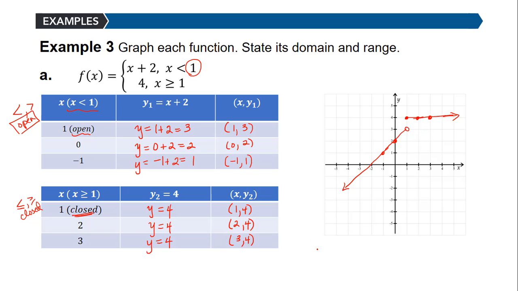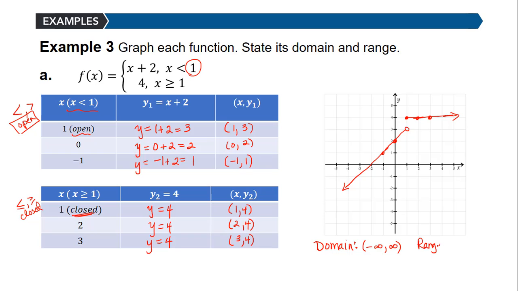So notice that my domain is all real numbers. If I go from left to right, this first piece goes from negative infinity up to 1, which is really not included, but my second piece starts at 1 and goes to the right to infinity. So everything from negative infinity to infinity is in my domain.